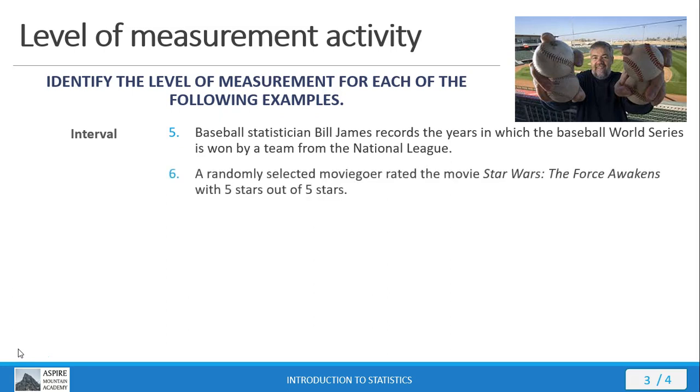How about this one? A randomly selected moviegoer rated the movie Star Wars: The Force Awakens with 5 out of 5 stars. Okay, this is ordinal. Remember, movie ratings may be numbers, but they're categorical data because those numbers are used as names or labels for different categories. Since there is a natural order for sorting data values, here we have the ordinal level of measurement.